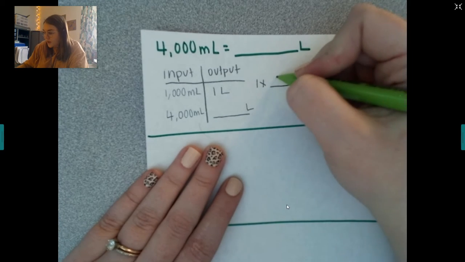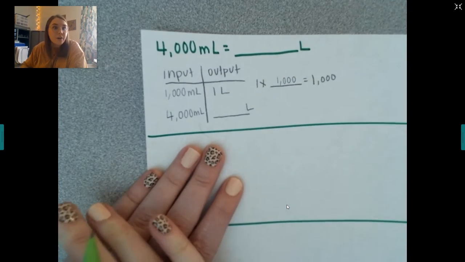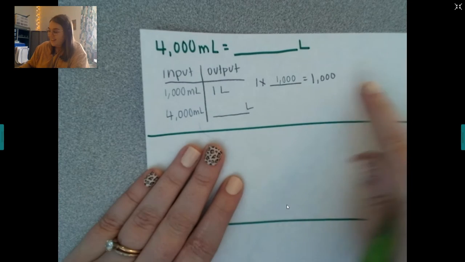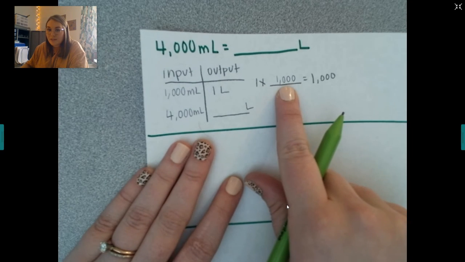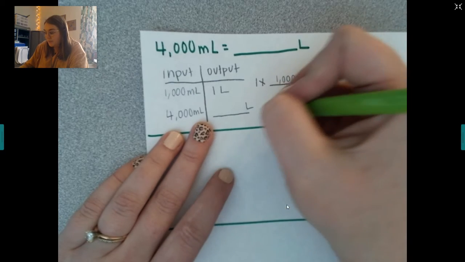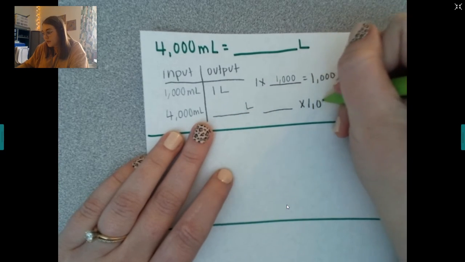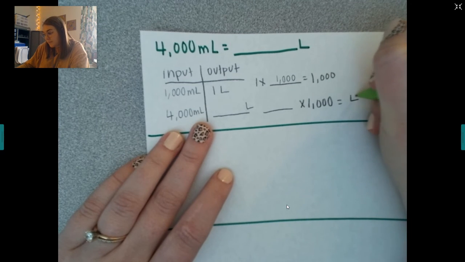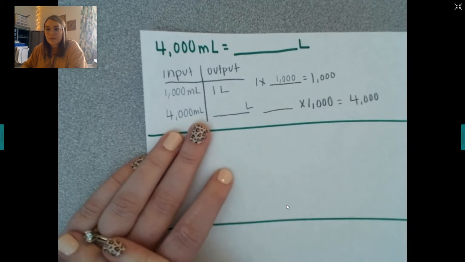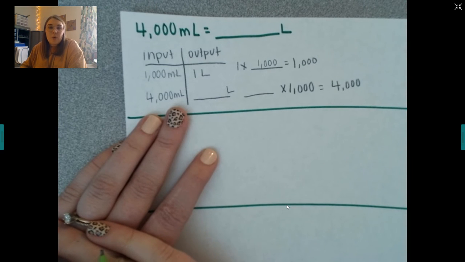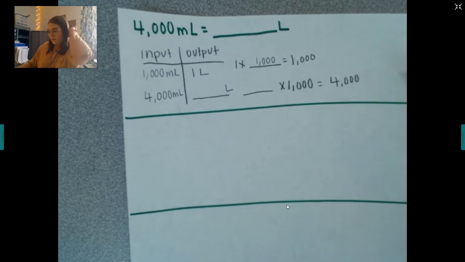Itself. So that's not a hard question, Miss Simpson. Give me something harder is what you're asking, right? So we've got to multiply by 1,000. So if I did blank, because I don't know how many liters, times 1,000, it's going to give me 4,000.